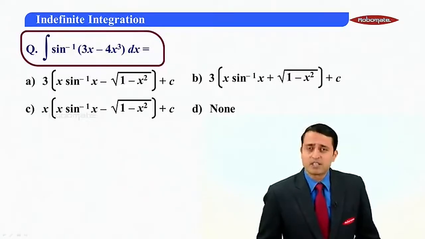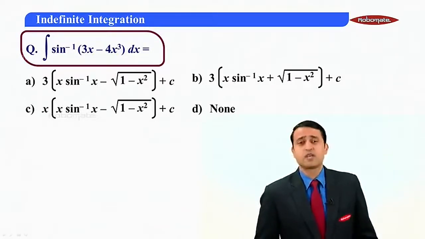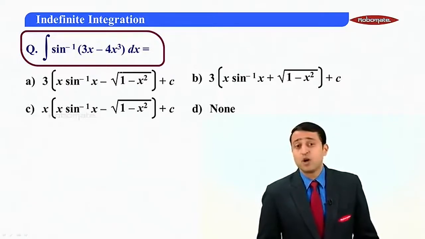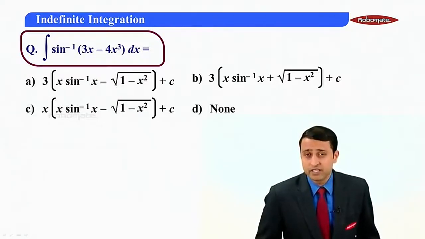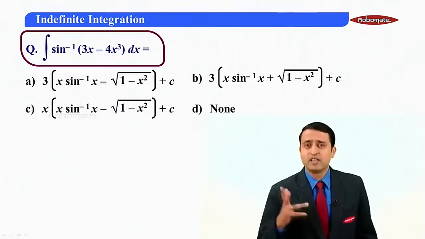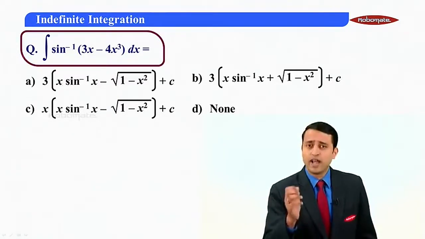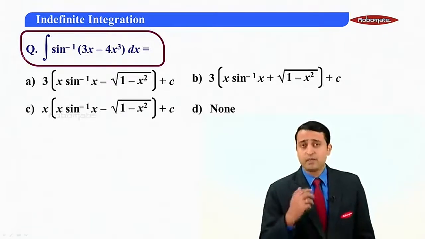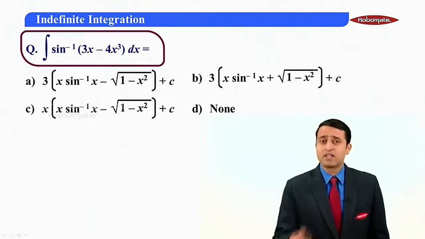Integral of sine inverse of (3x minus 4x cube) dx is equal to which of the four options? One of them being none of these. Whenever you have none of these, it is advisable to solve entirely. Don't go and mark the answer halfway. It may not be completely as given in the options.